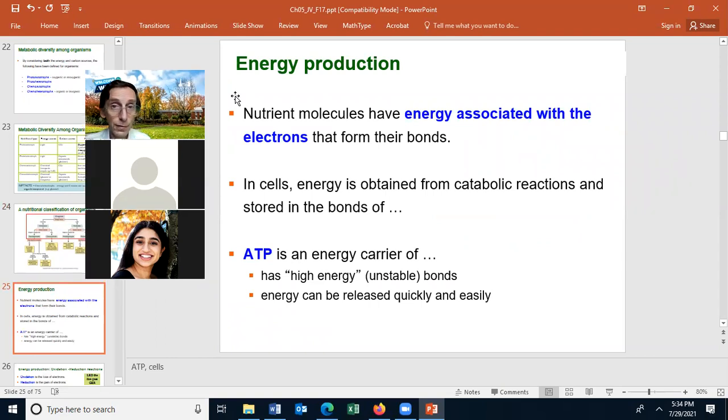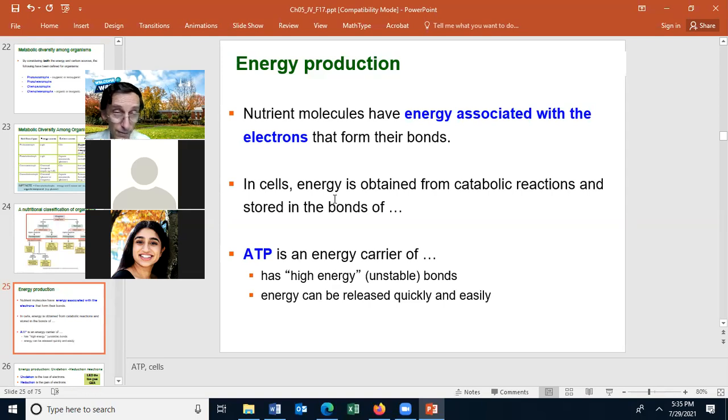You should know that nutrient molecules have energy associated with the electrons that form the chemical bonds in those molecules. In cells, energy is obtained from catabolic reactions, harvesting the energy in the bonds of the nutrients that we break down, and all of those chemical bonds have energy, and when you break that chemical bond, you can release that energy. In some reactions, in our cells only two, we can break a chemical bond and use it to make ATP. And we'll talk more about that in a later lesson.